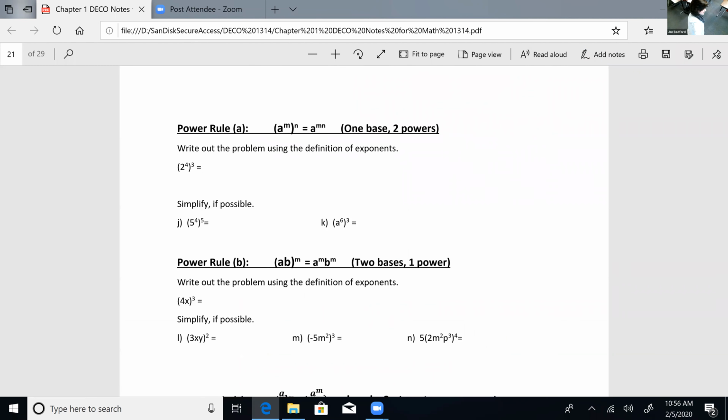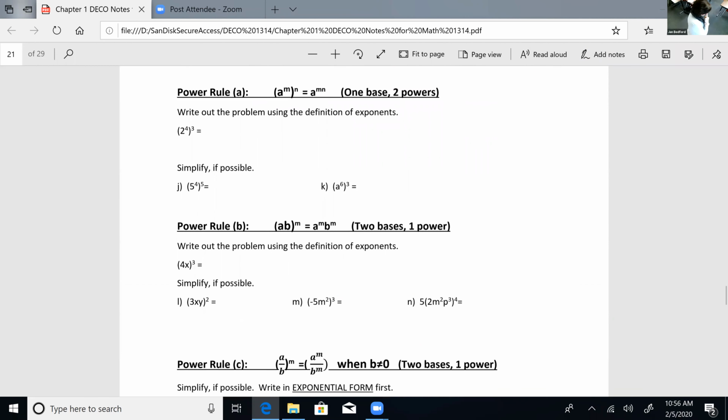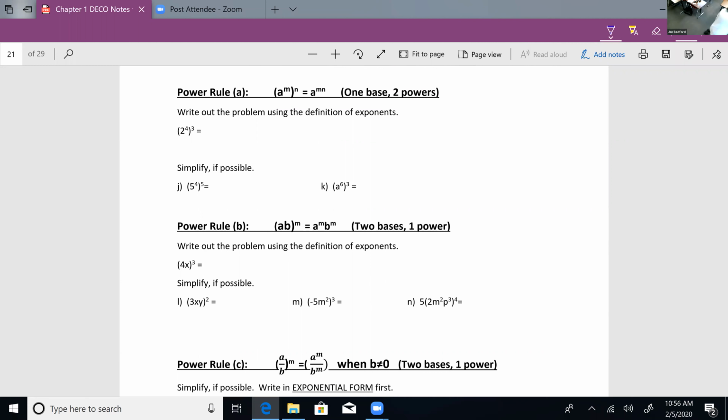Okay, and so we're almost done. We're going to review the power rule, and we've got 3 cases of it. So if I write this out using the definition of exponents, something raised to the 3rd power means I'm doing what? Multiplying it times itself 3 times. So that's the same thing as 2 to the 4th times 2 to the 4th times 2 to the 4th. Agreed? And I could actually break it down further, and I could do 2 times 2 times 2 times 2 for each one of these.